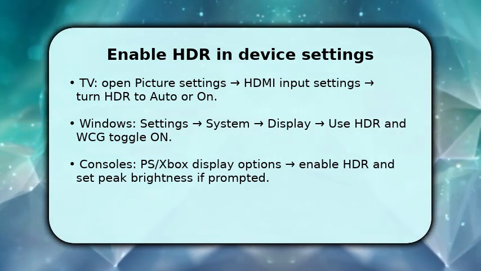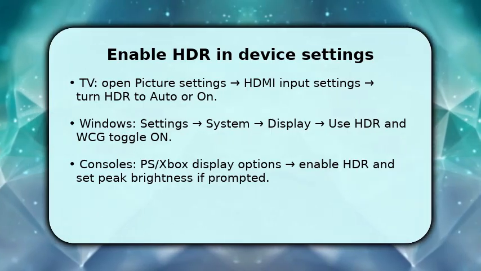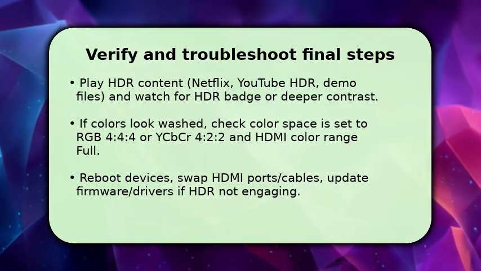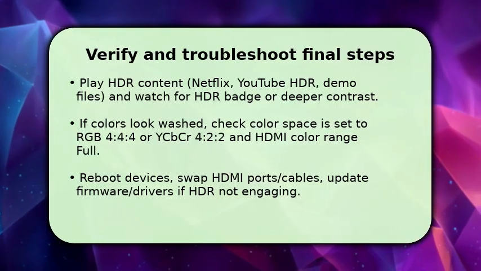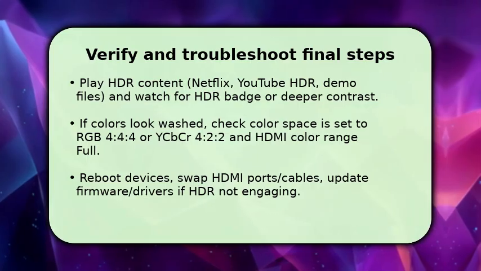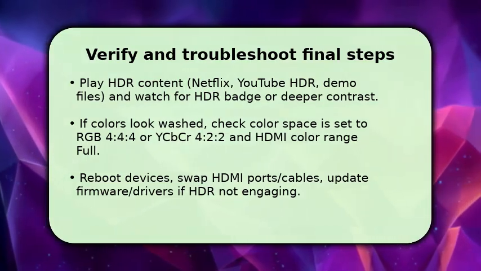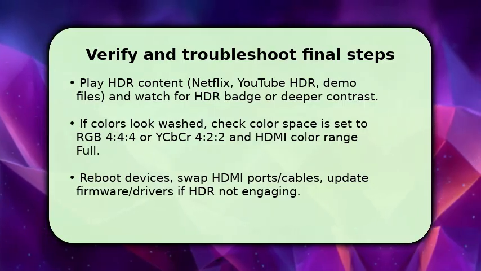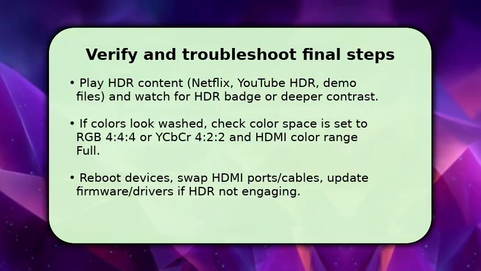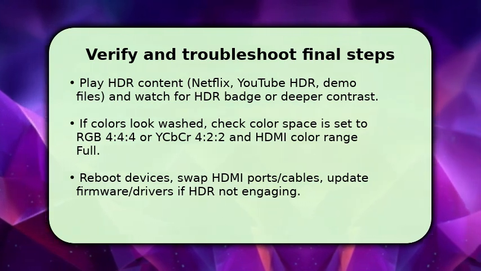You finish by validating HDR with known HDR content and observing a visible HDR badge or richer highlights and deeper blacks. If images look washed or wrong, make sure the HDMI color space and sampling are correct. Use RGB 4:4:4 or YCbCr 4:2:2 and set HDMI color range to full for PCs. Consoles may require YCbCr. If HDR still fails to engage, reboot devices, try another HDMI port or cable, and update firmware.